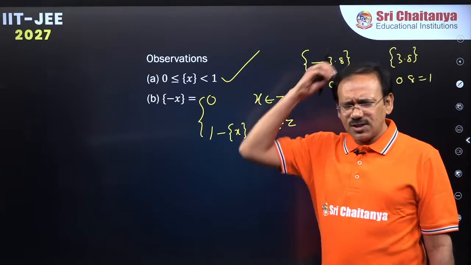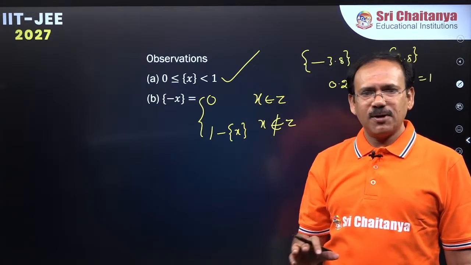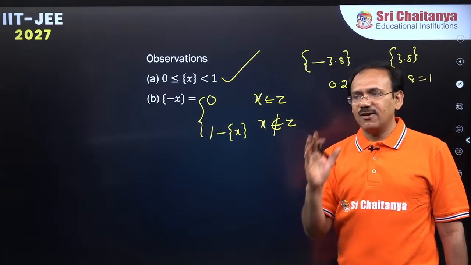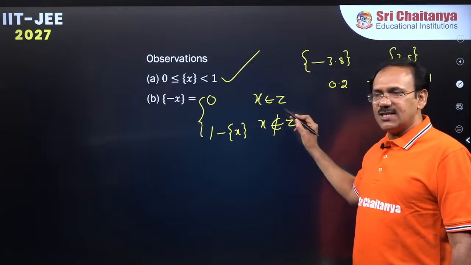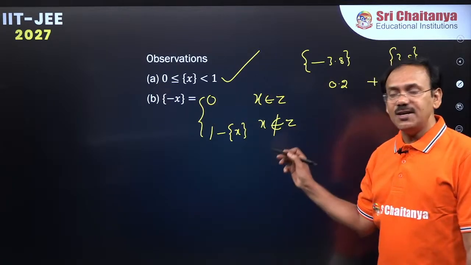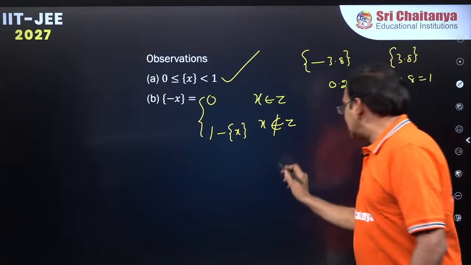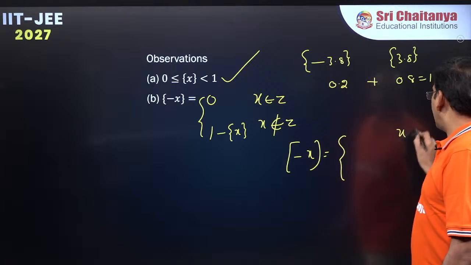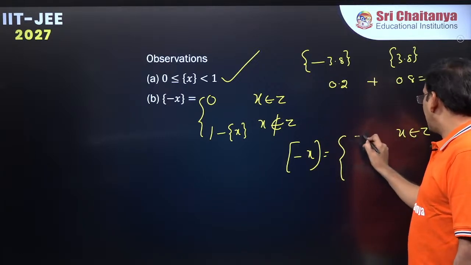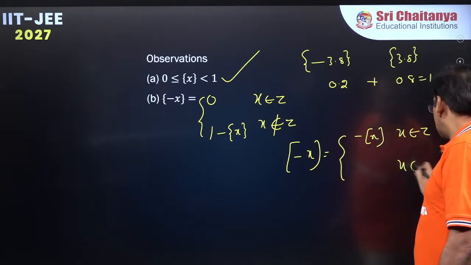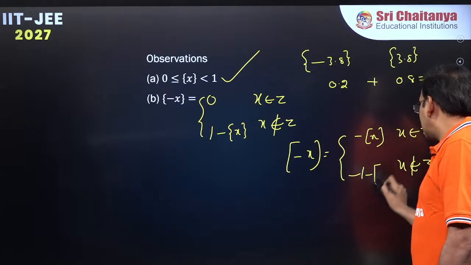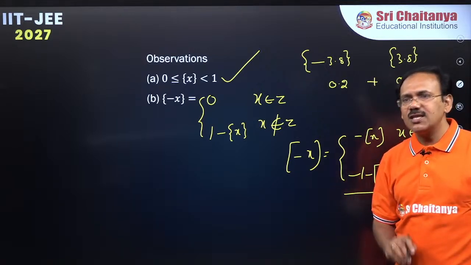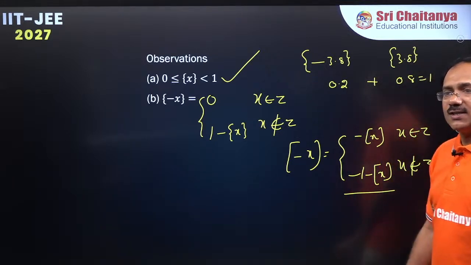In limits, I have seen n number of students making mistakes in this particular concept. Fractional part of minus x, dear students: if x is an integer, it is 0. If x is non-integer, 1 minus fractional part of x. Similarly, step of minus x we have done. Do remember, if x is an integer, this is minus step x. If x is non-integer, minus 1 minus step x. This is also a very important observation, step of minus x.